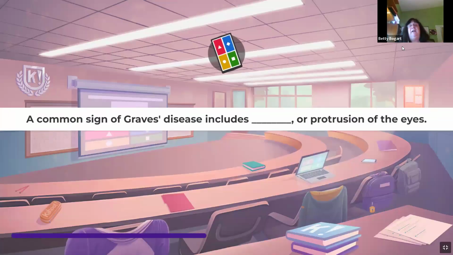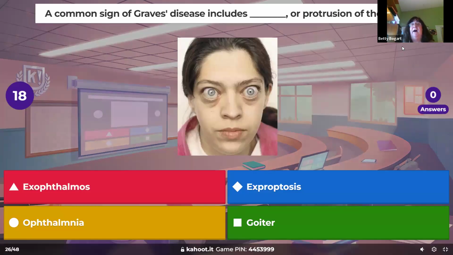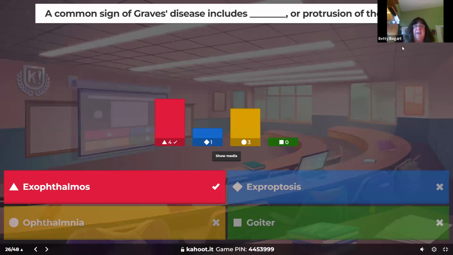A common sign of Graves' disease includes blank or protrusion of the eyes. And this is hyperthyroidism. It's called exophthalmos. Ever see that commercial on TV with that lady wearing the sunglasses and then she starts using the eye drops and you can see her eyes get smaller?